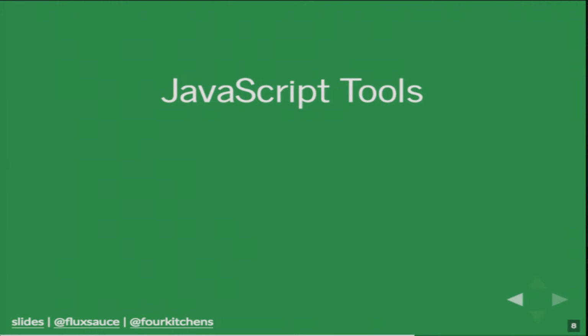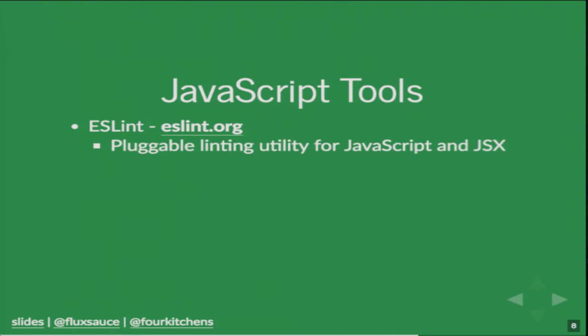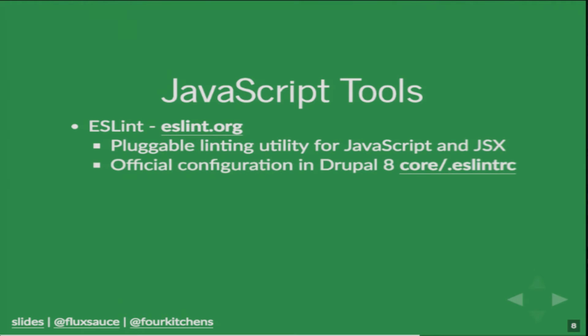There are a number of JavaScript tools available. For example, ESLint, available at eslint.org, will check coding standards and best practices in JavaScript files. As of Drupal 8 it has had an ESLint configuration in the site root, and as of Drupal 7.50, woo, it is finally available in Drupal 7 as well. It's the same file, not a big difference, but it's a publicly linkable utility for JavaScript files.